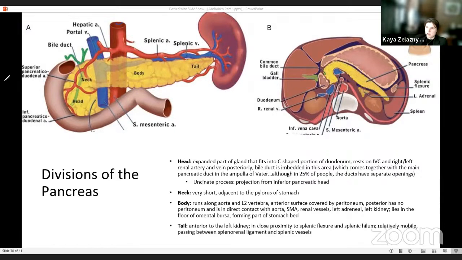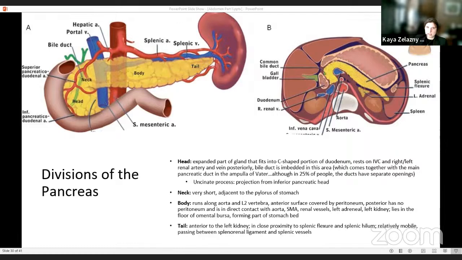Okay. And the tail, heading out to the spleen, is going to be located anterior to the left kidney. It's going to come real close to the splenic flexure and the spleniculum, and it's going to be kind of mobile. So it's going to be able to move back and forth a little bit as it passes between the splenorenal ligament and the splenic blood vessels.